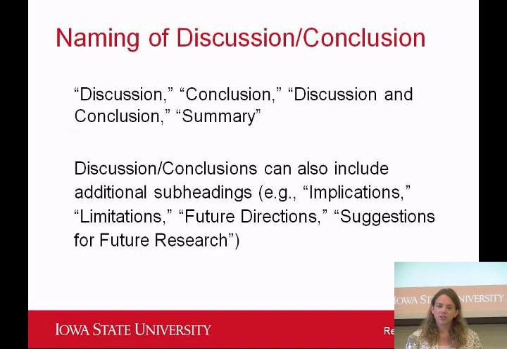So the discussion conclusion section has different sorts of names and different sorts of structures depending on your particular field. It can be either combined into one section, the discussion conclusion section, or it can occur separately, where you'd have a discussion section and a conclusion section separate from each other. And you can see here in this slide some possible names that can also be used. Would include things like summary or other sorts of names for this section.